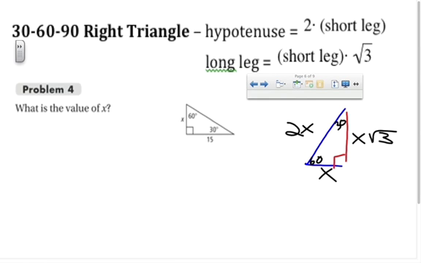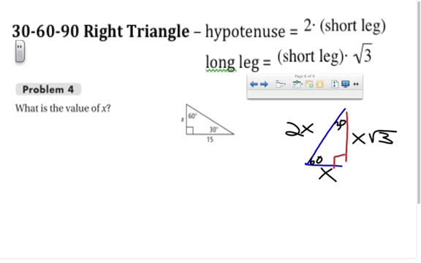So what are they giving you? What is that 15? Is it the short leg, the long leg, or the hypotenuse? It is the long leg. What are you being asked for? The short leg. According to this, which is exactly what it looks like on the reference sheet, I'm trying to figure out what x is.